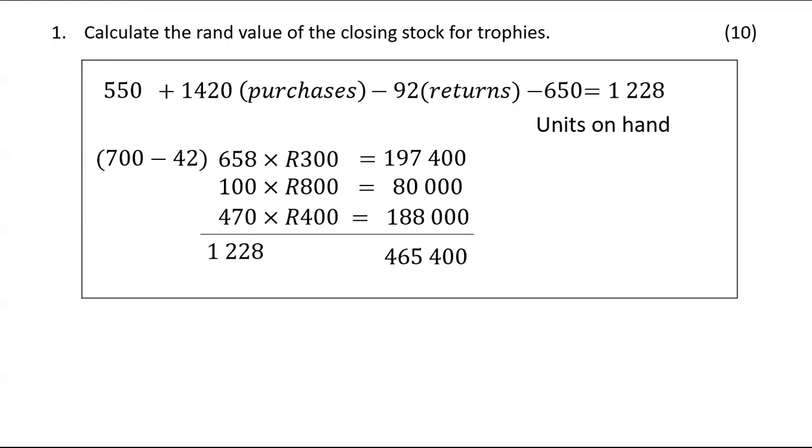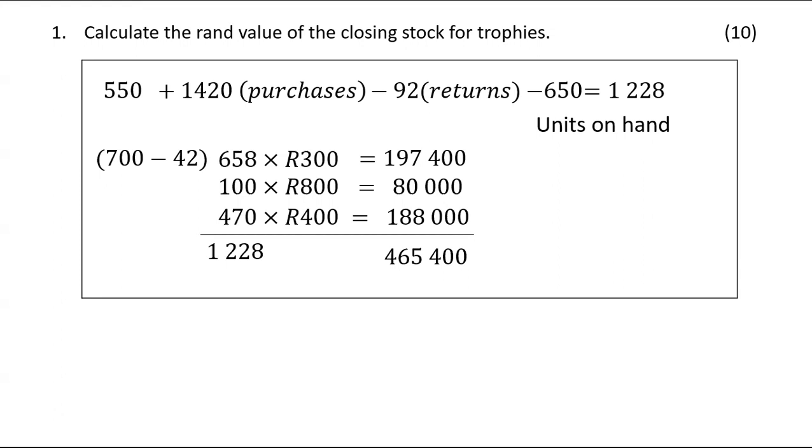Their cost price will be 465,400. Remember that of the 1,228, 658 will cost 300, 100 of those will cost 800, and 470 of those will cost 400. Okay, and that's how you will calculate the value of your closing stock. And these are the units on hand, and the available will be 465,400.